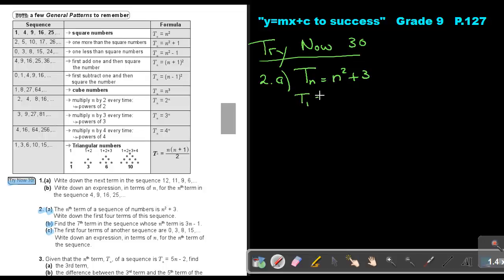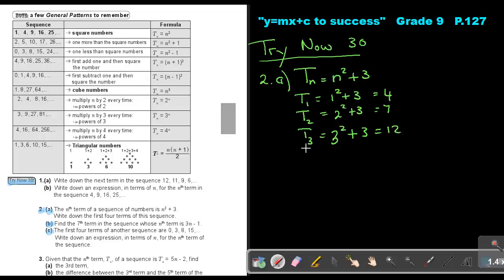So, T1 will be 1 squared plus 3, and that's 1 plus 3, which is 4. So, T2 will be 2 squared plus 3, and that will be 4 plus 3, which will be 7. And T3 will be 3 squared plus 3, which is 9 plus 3. Let's just see. 3 times 3, it's 9. Plus 3, it's going to be 12.